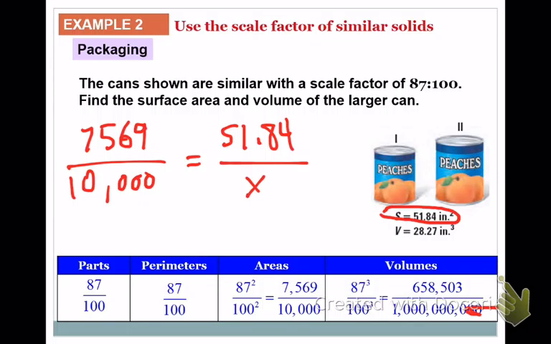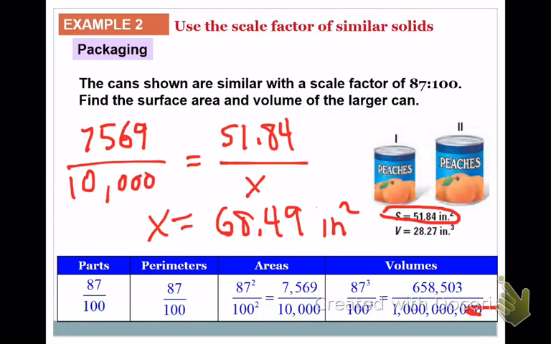Cross multiply, so what do we get? What do we get for x? What's the surface area of can 2? 68.49 inches squared. All right, sounds good. Any questions? Okay, let's do the volume now.